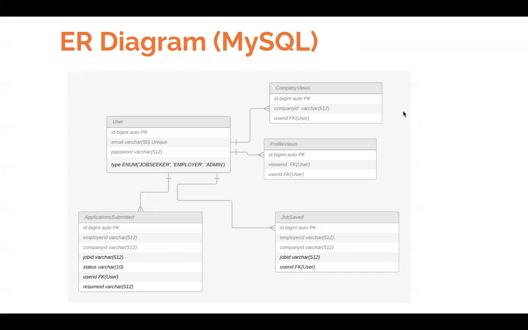One more point I would like to add is that this is the data where we require ACID properties: atomicity, consistency, isolation, and durability. Since we require such properties, we have added those tables in this MySQL database.